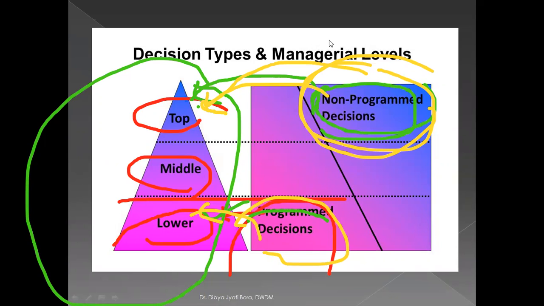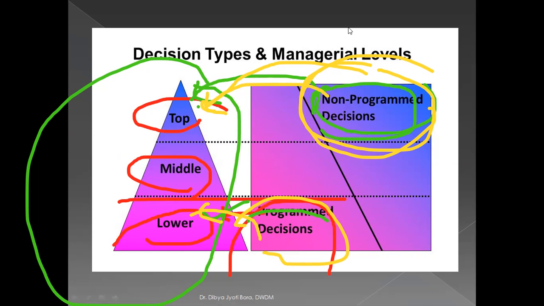Similarly, program decision, you see that repeatedly doing the same thing doesn't need extensive work. You easily come to the decision of what to take or what to make and how to make. So that's why we are classifying program decision as lower managerial. So I said that non-program decision is at a top level and program decision at a lower level.